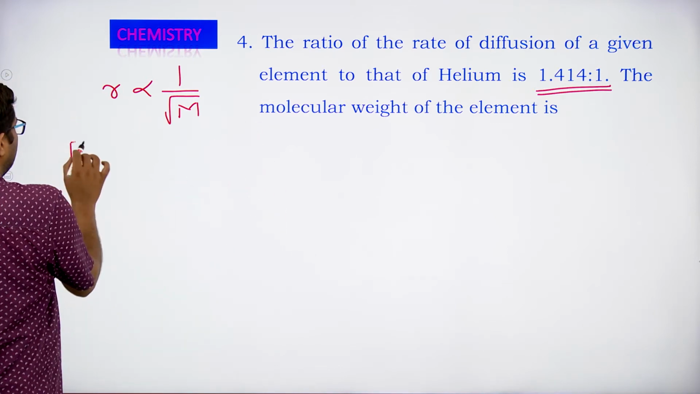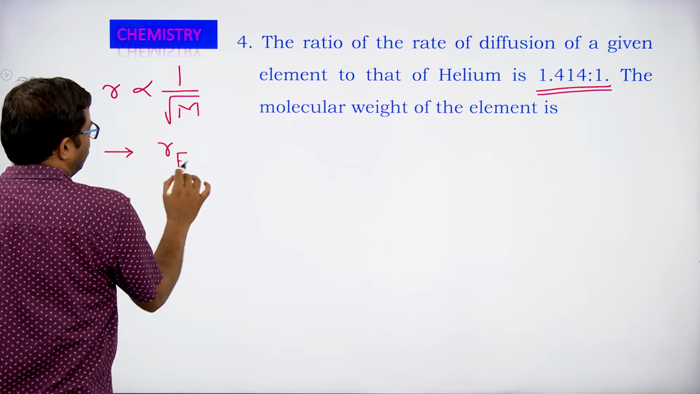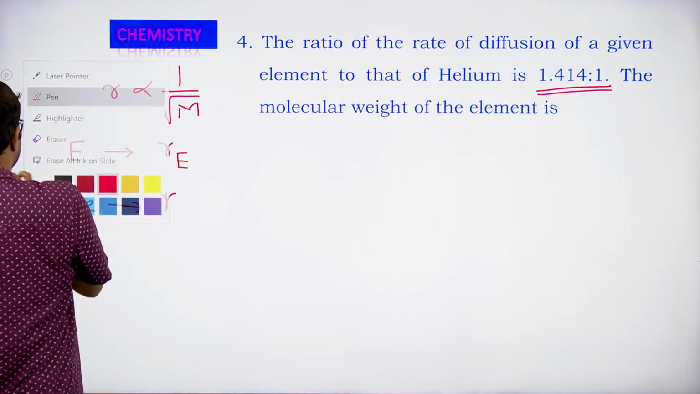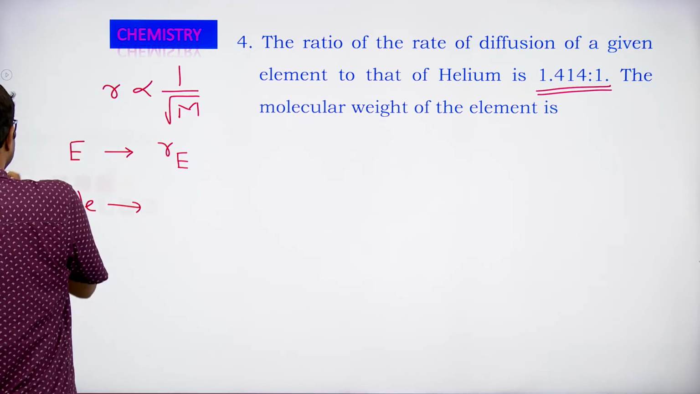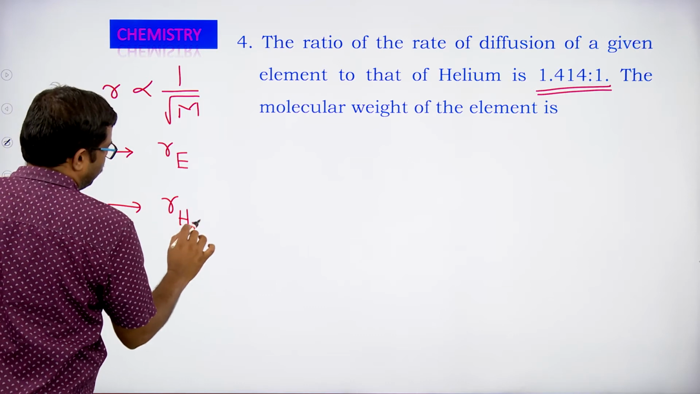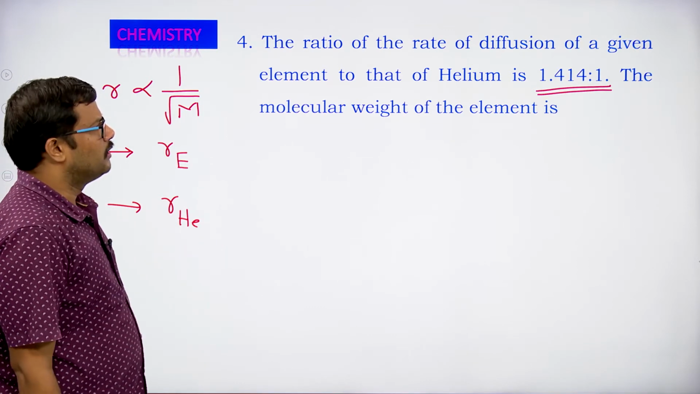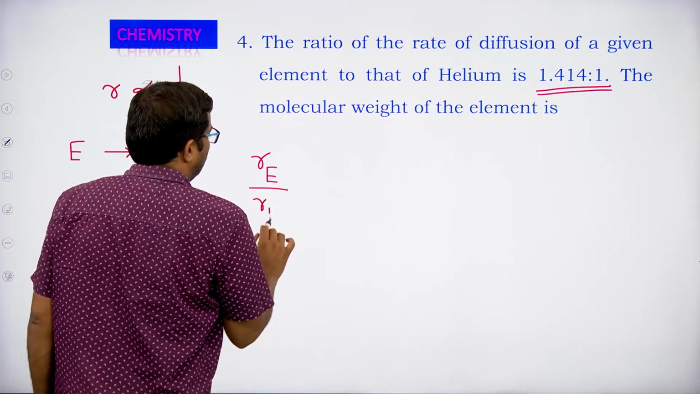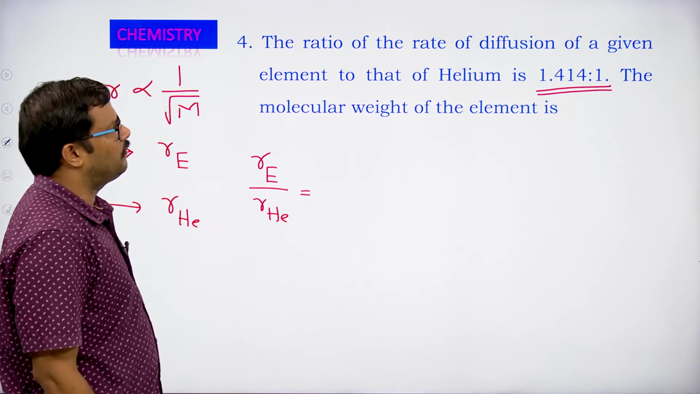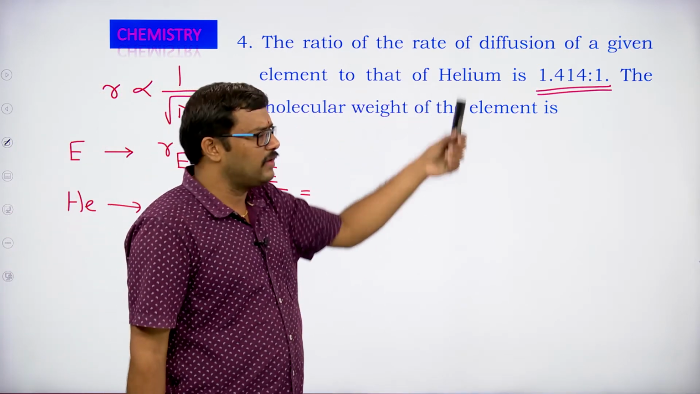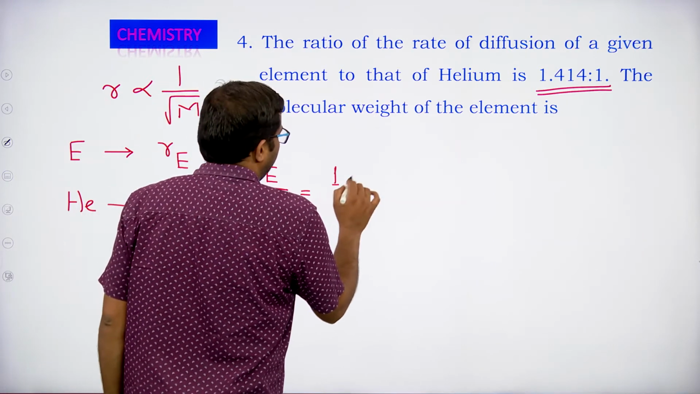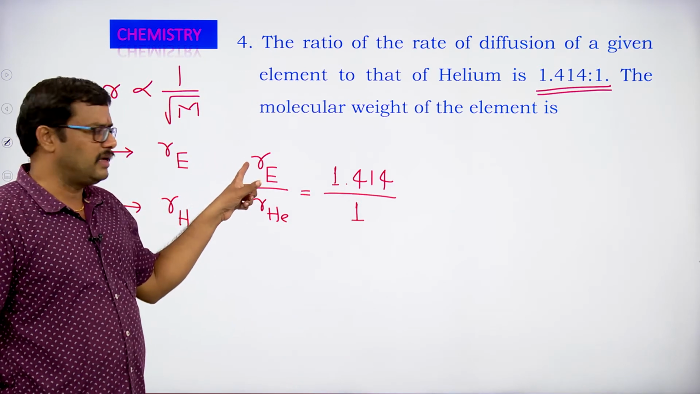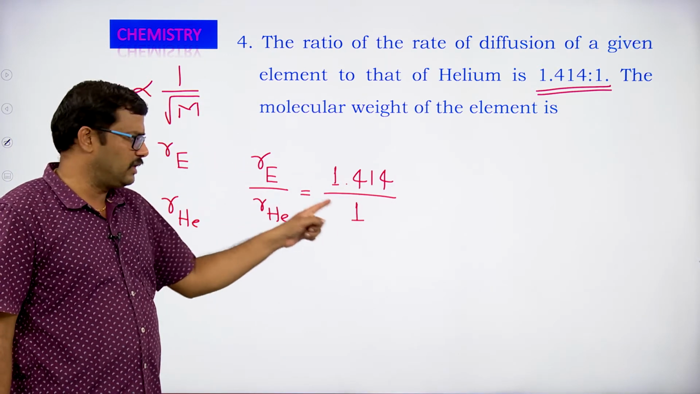First I am writing the element E and its rate of diffusion is Re. Helium is another gas, so the rate of diffusion of helium is Rhe. The ratio of the rate of diffusion of the element to that of helium comes out to be 1.414/1. That is to say, the rate of diffusion of the element is 1.414 when the rate of diffusion of helium is 1.